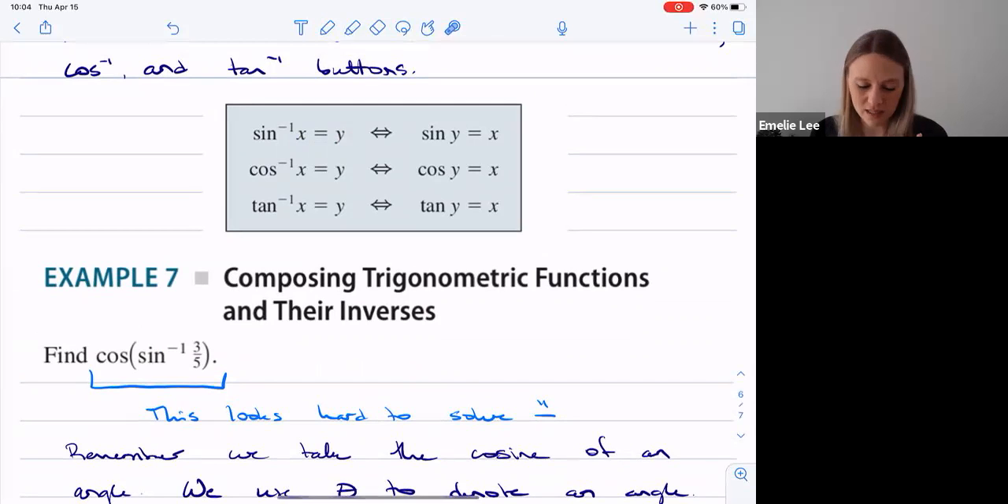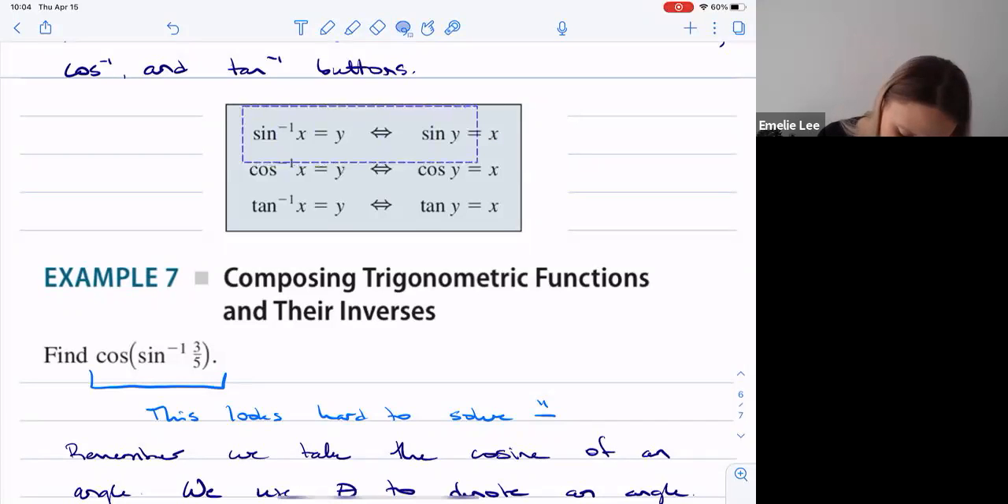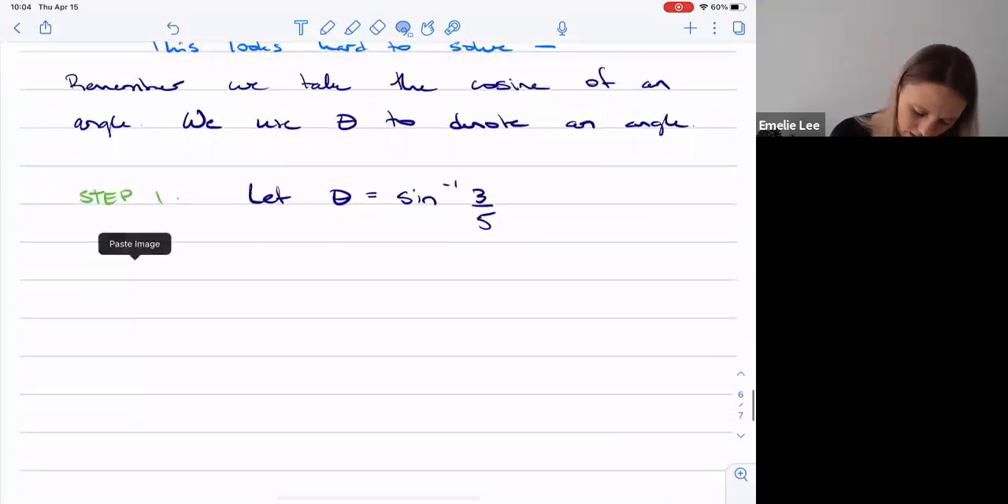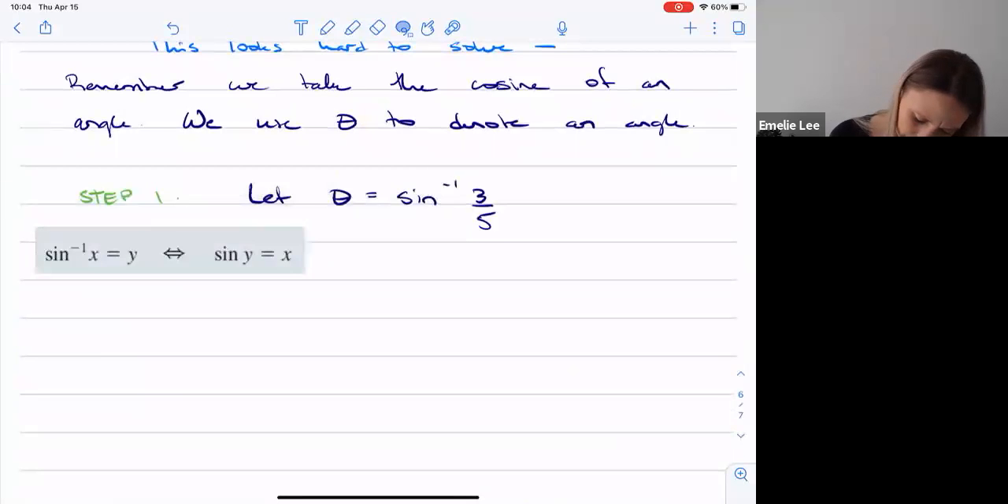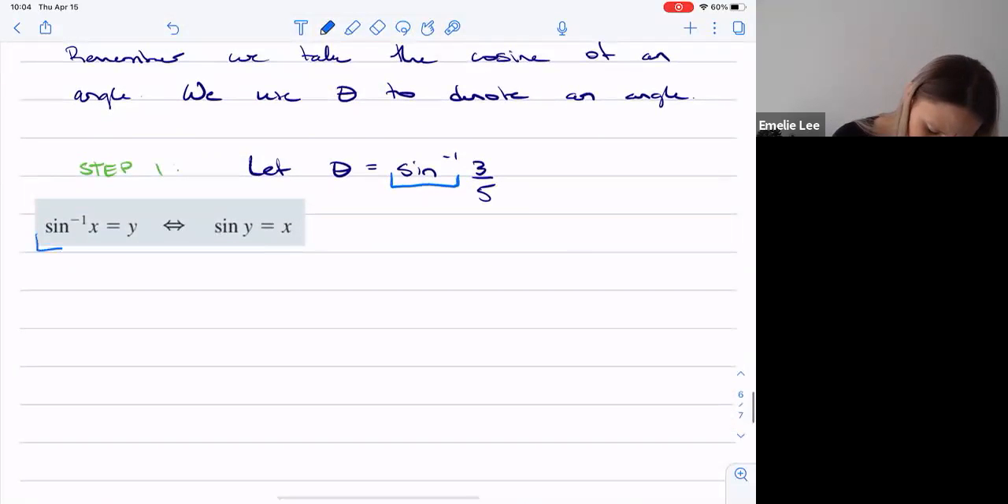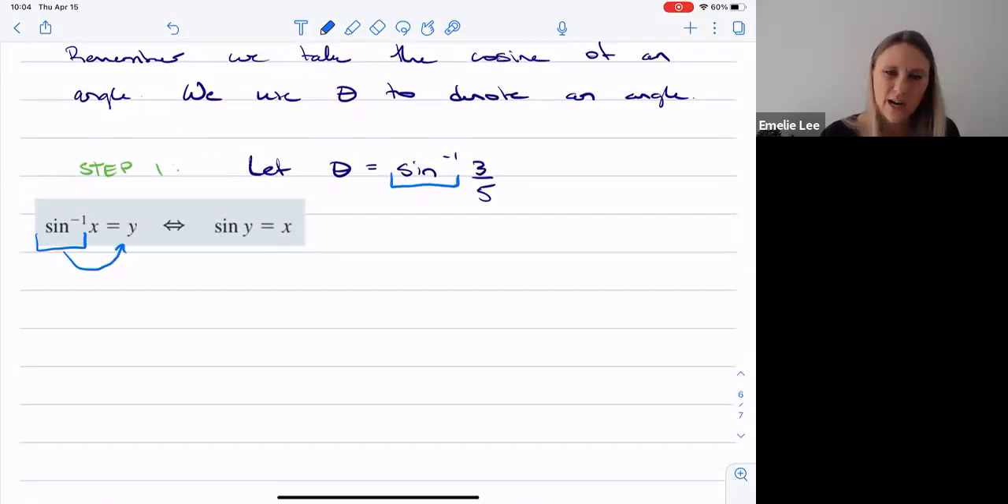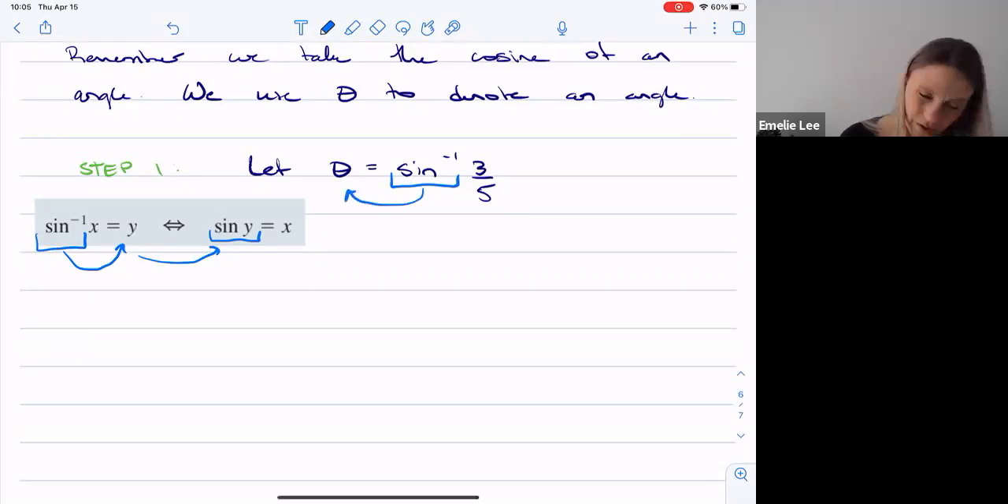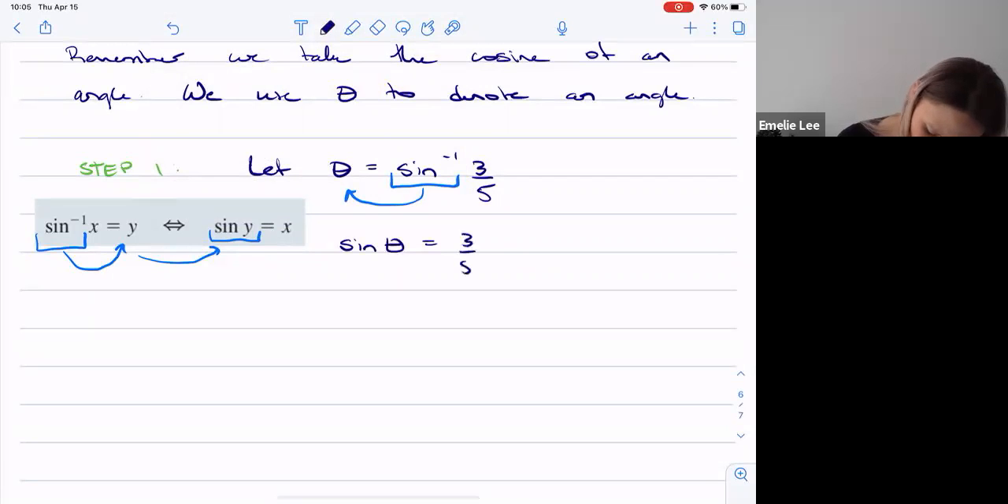So what does that mean? It means that sine theta, shifting that sine over, is equal to 3 over 5. So I'm going to copy this so that we can make this connection here. Just like this sine theta floated onto this y to make this sine y, I'm going to float this sine inverse onto this theta. So what we find is that sine theta is 3 over 5.